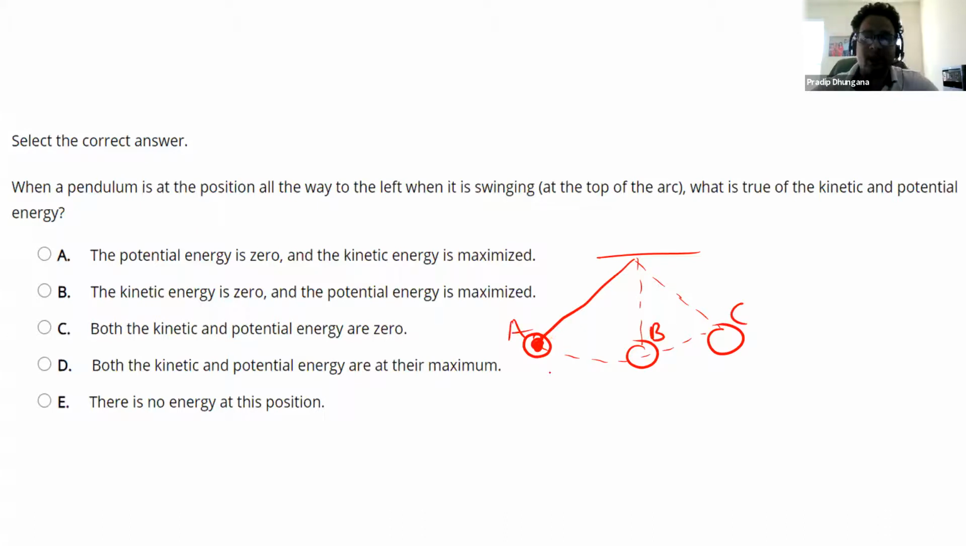At position A, think about its kinetic energy, is it minimum, maximum, or zero? Similarly, think about its potential energy. And here you do have a diagram as well. Try to answer this question. Let me launch the poll.